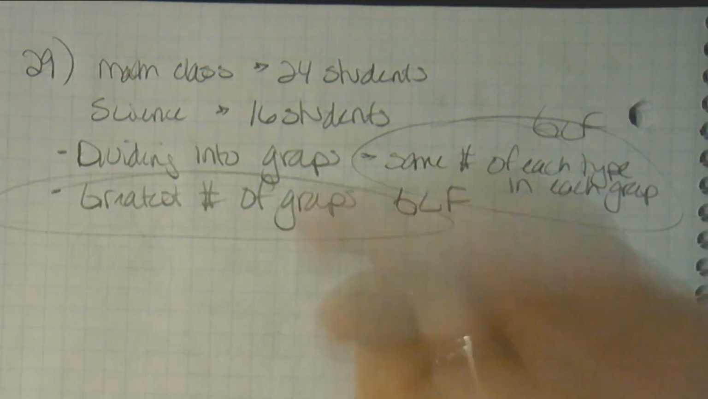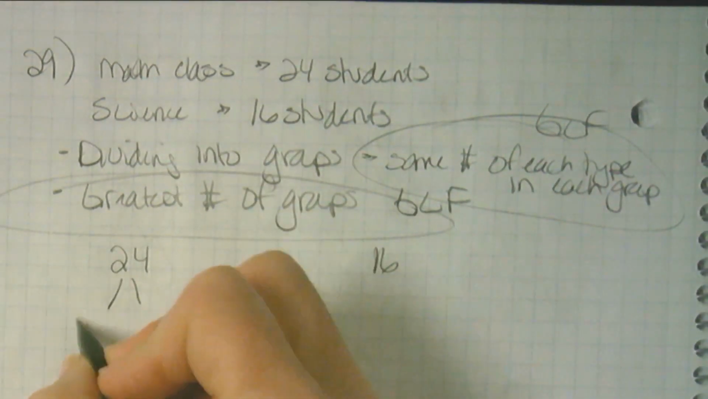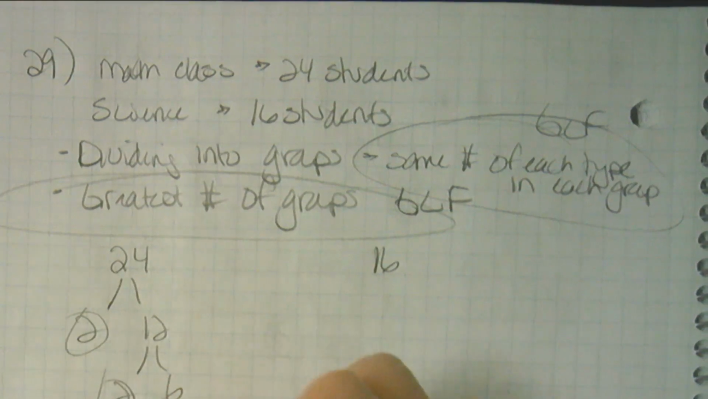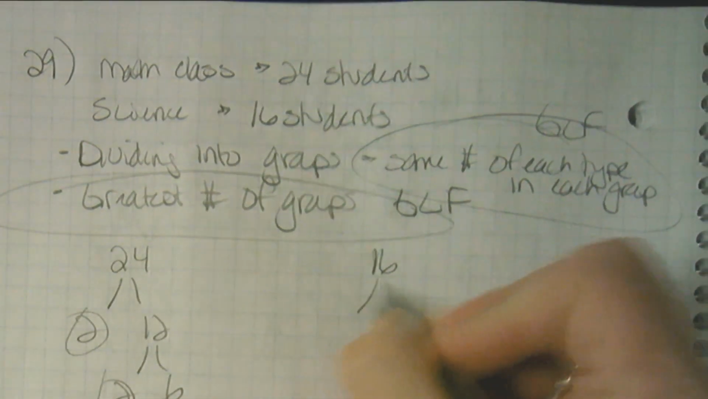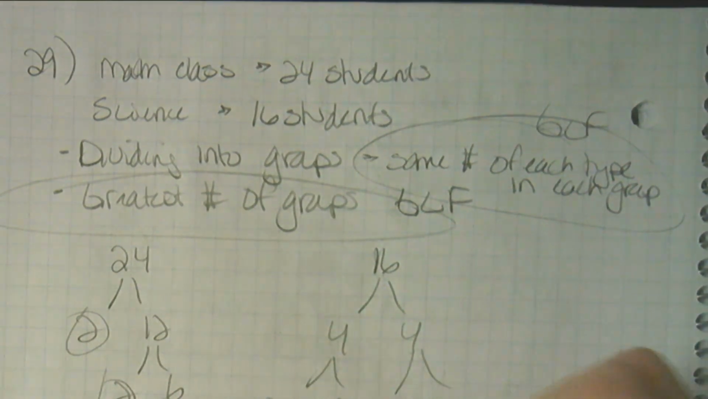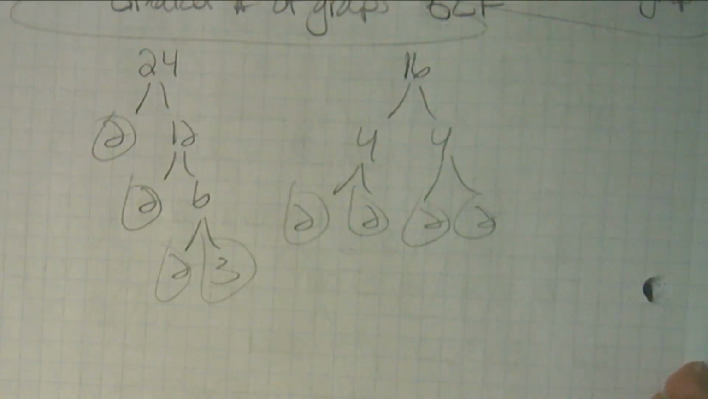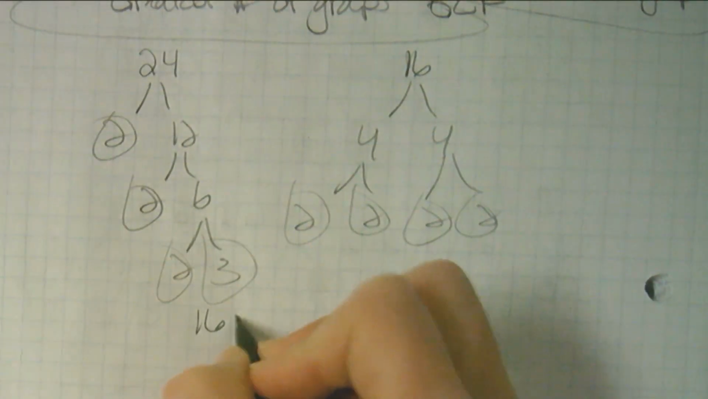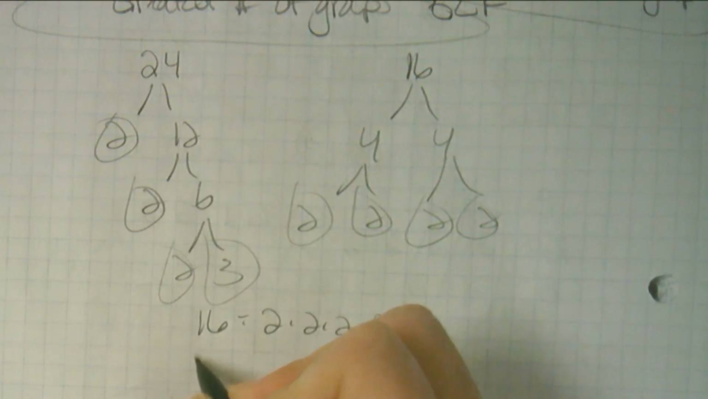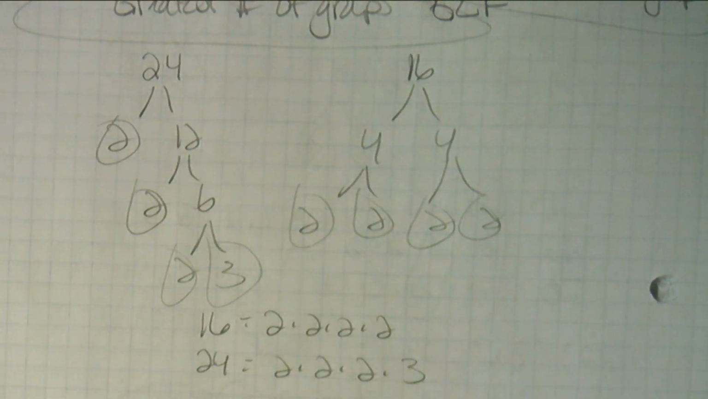All right, so I'm going to go ahead and do my prime factorization. 24 is 2 times 12. 12 is 2 times 6. 6 is 2 times 3. 16 is 4 times 4. And both of them break into 2 times 2. So now we have 16, which is 2 times 2 times 2 times 2. 24 is 2 times 2 times 2 times 3.